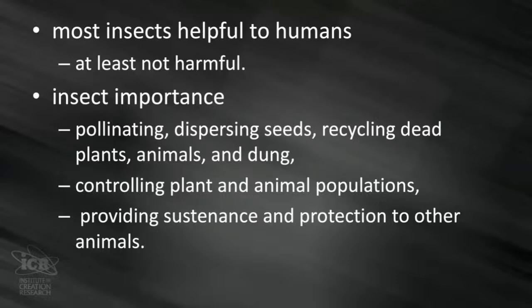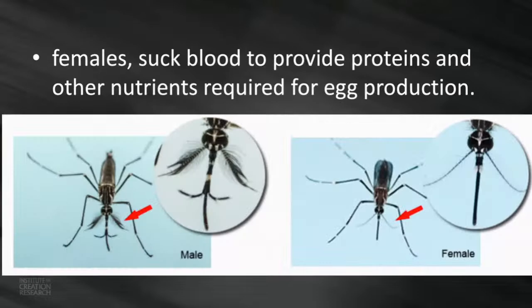Okay, what else do they do besides pollinating? They disperse seeds, they recycle dead plants, animals, and dung. They also can control plant and animal populations and provide subsistence for other animals. There are many animals, like spiders, for which a delicacy is mosquitoes, and therefore it is a food source for them.